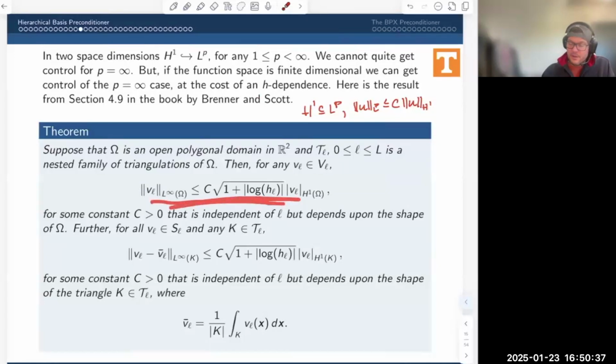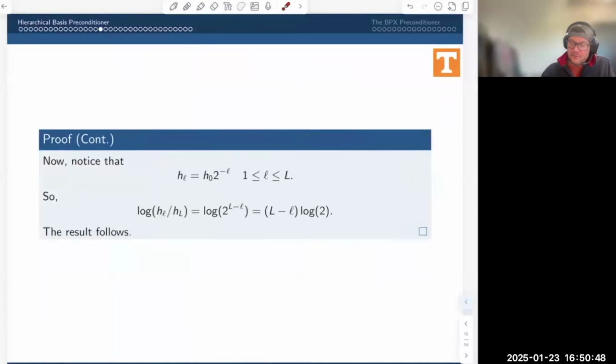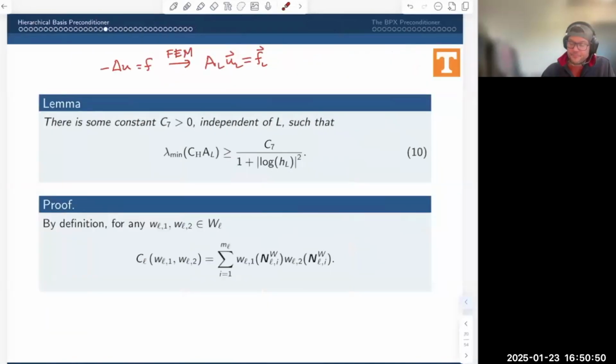Okay, so at the end of the day, it's really all due to this fact right here, that I have to pay the price of this logarithmic dependence. I don't like that, but it's the best I can do when I'm working with the hierarchical basis. I have to pay this price.